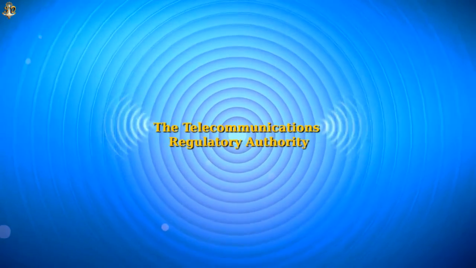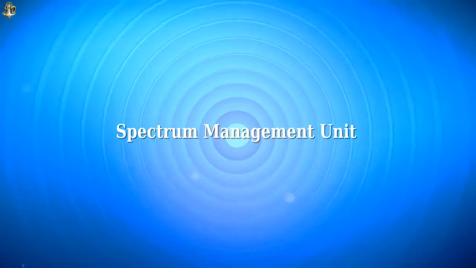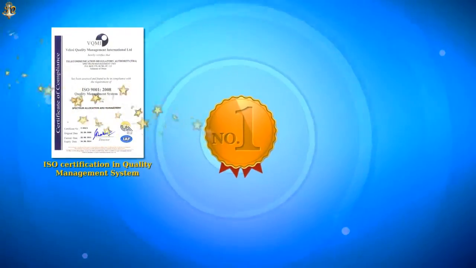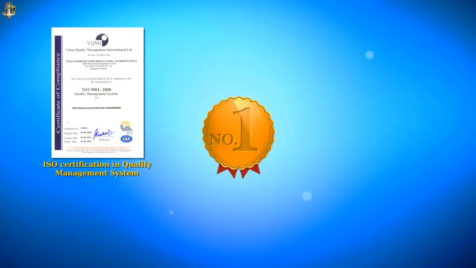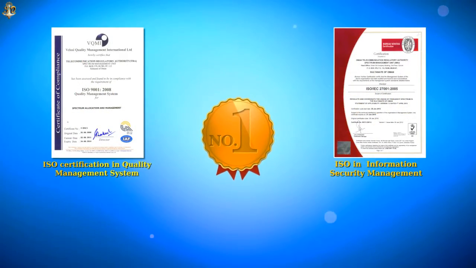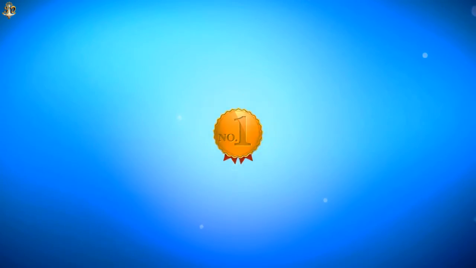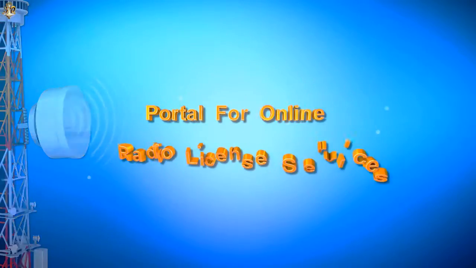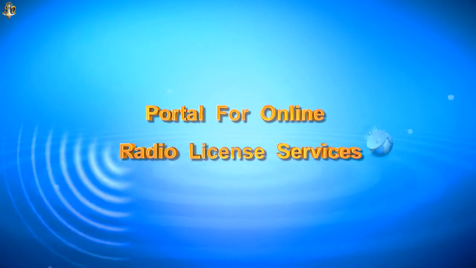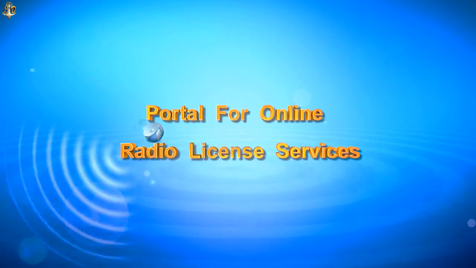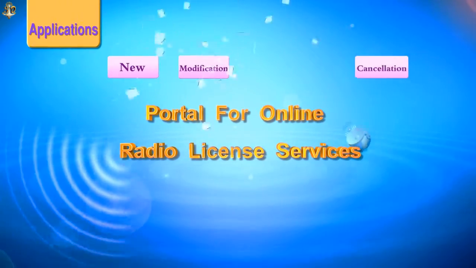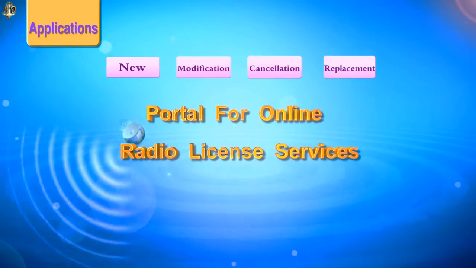The Telecommunications Regulatory Authority, represented by the Spectrum Management Unit, was the first governmental organization to be awarded the ISO certification in quality management system and ISO in information security management, with a view to achieve the e-government goals and simplify the procedures for frequency users in Oman. The Spectrum Management Unit established TRA portal for online radio license services to enable users to submit their new applications and request for modification, cancellation, or equipment replacement.